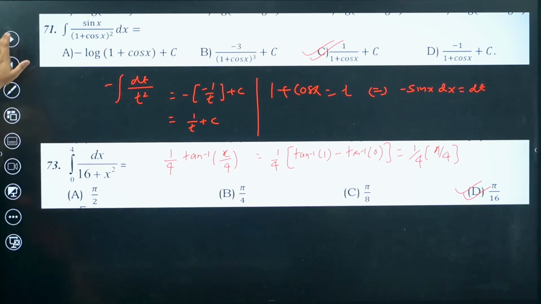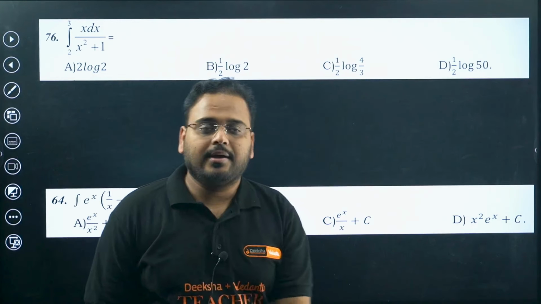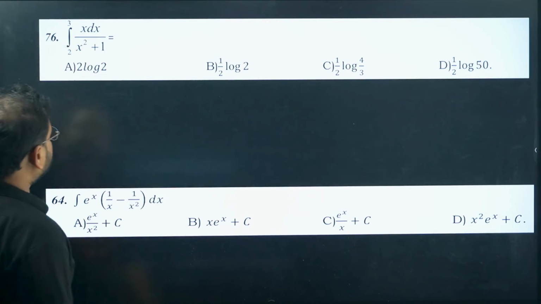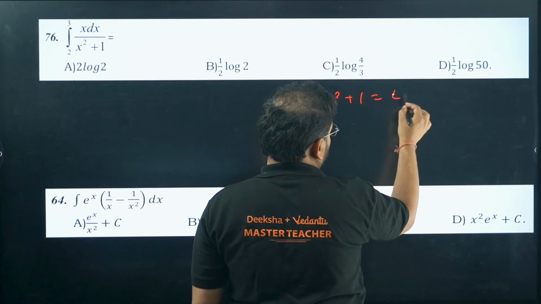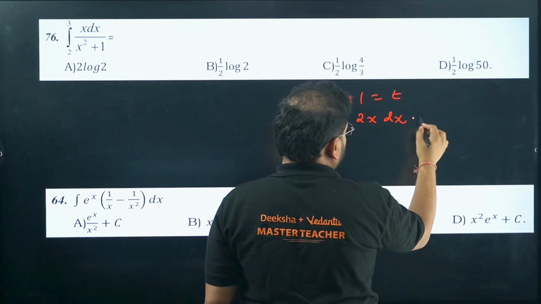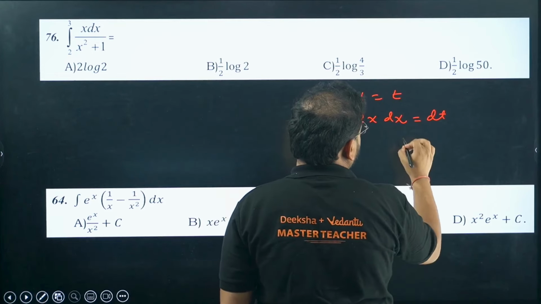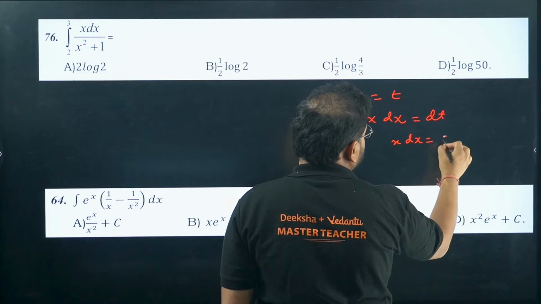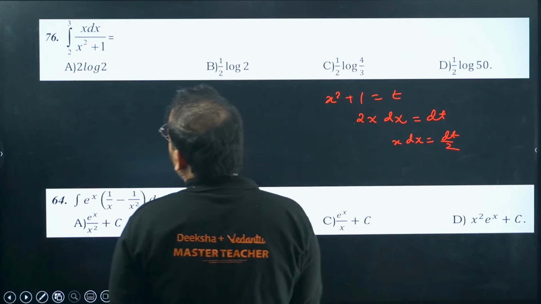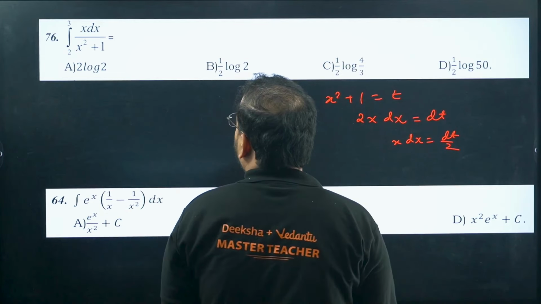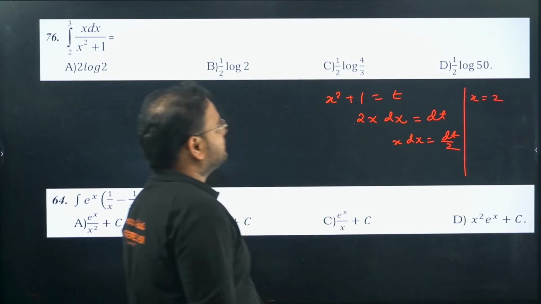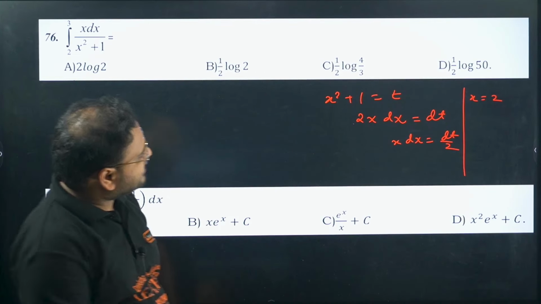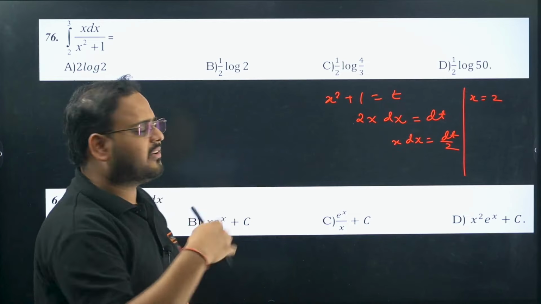Okay. Next two questions. Variety you can see over here. Again, we're going to use our substitution method in this particular question. We have x square plus 1 as t, so 2x dx is dt. So I get x dx as dt by 2. And I can change the limit also, right? When x was 2, please check. Okay, let me do one thing. Forget about the limit change. We can simply integrate and get the result in this form.